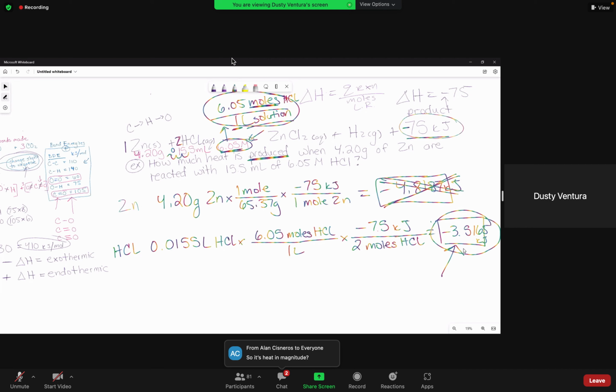It is the heat, yeah, but we're still going to maintain the integrity of the sign. So because the enthalpy is negative, the heat is still going to be negative. So it is also the sign, the magnitude and the sign.